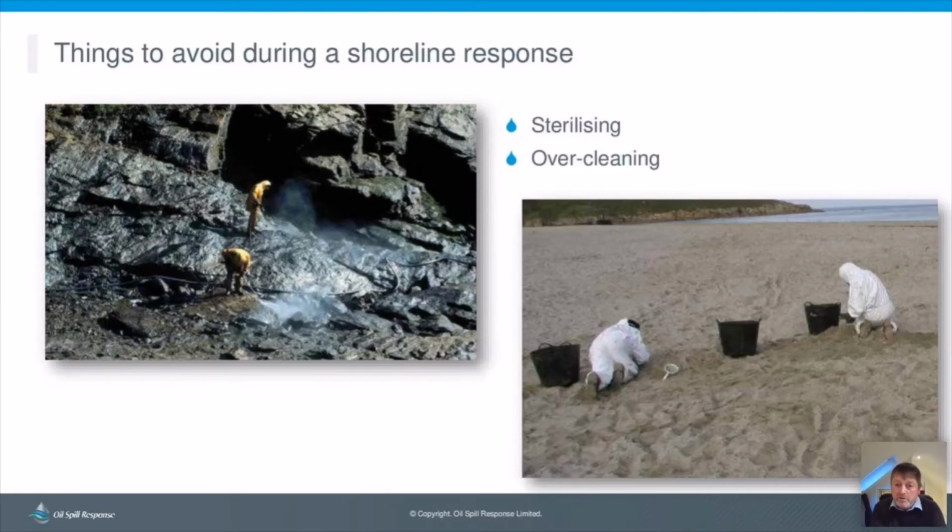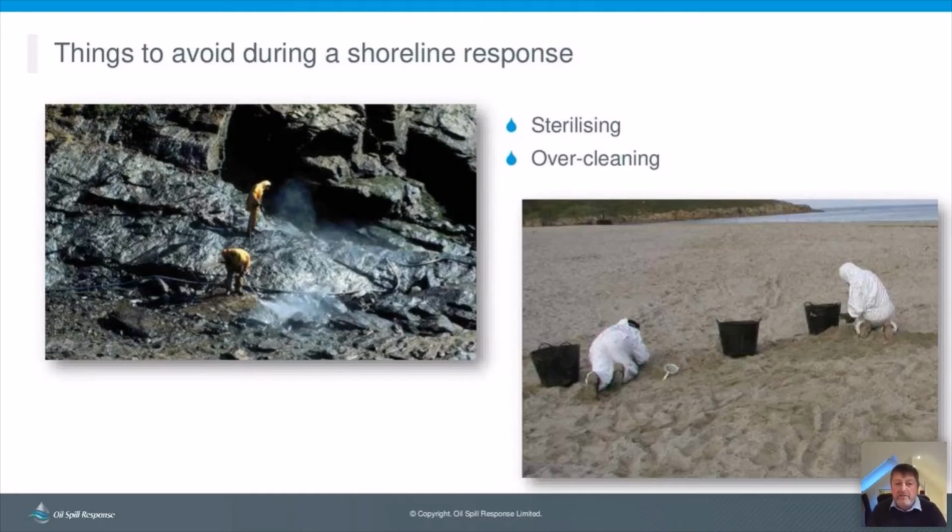When I joined OSRL in 2008, part of our training would go back and do field studies in that particular area where that spill was. And one of the things we looked at was that rock face. Even 12 years later, you could see that the area that had been low pressure flushed and then left to recover had recovered far better, because all the organisms and species that were living under the oil were still there and had a chance to recover.